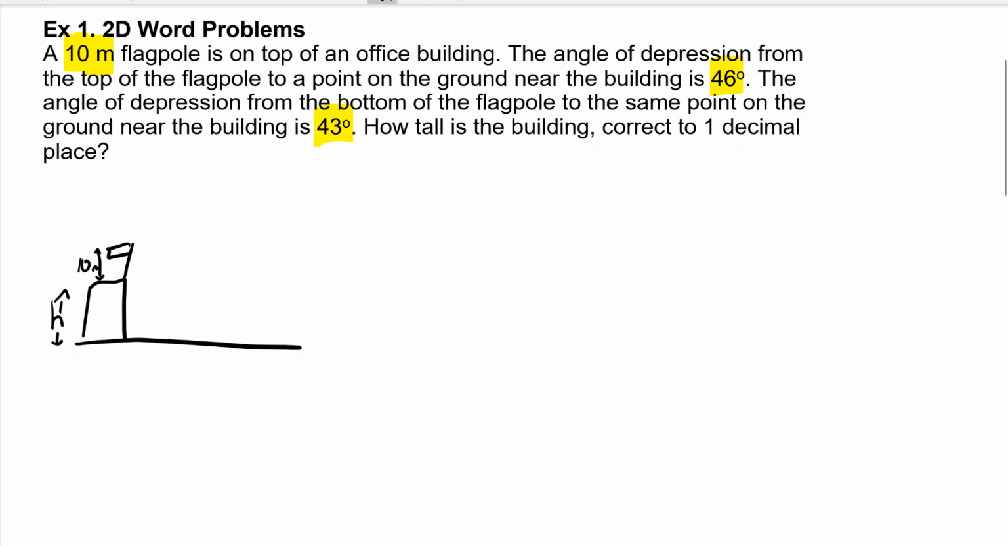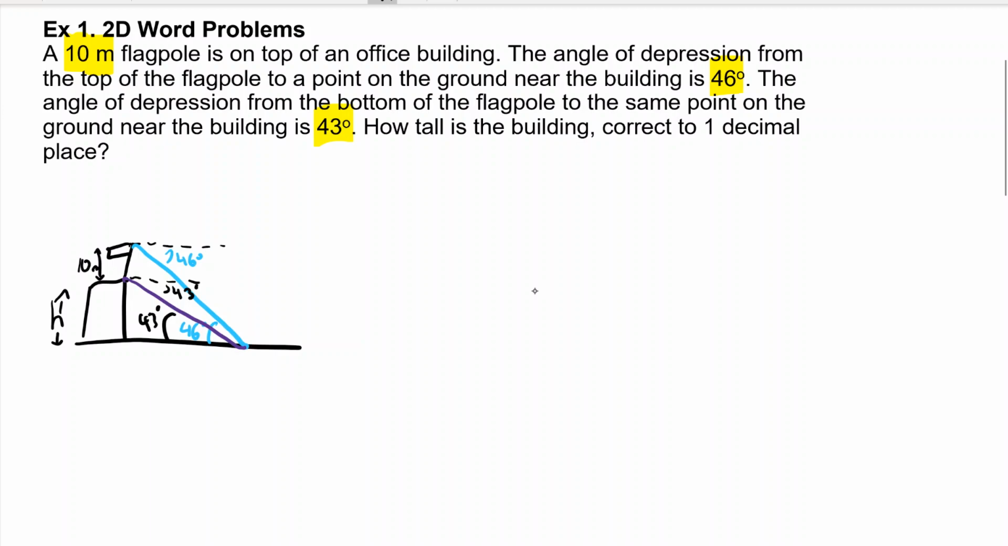right? And I'm told that if I were to look out from the horizon, the angle of depression from the top of that flagpole to a point on the ground would be 46 degrees. So since that's 46 degrees, I can use my Z rule, and I know that this is also 46 degrees. But I'm also told that from the bottom of the flagpole to the same point on the ground, the angle of depression there is 43 degrees. So if that's 43 degrees, that means this is 43 degrees.